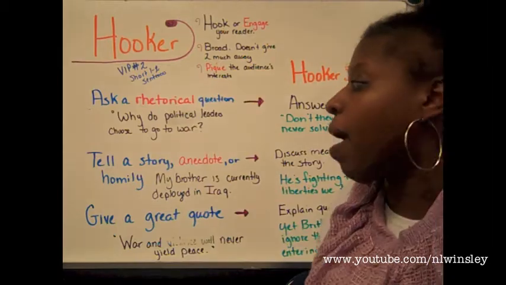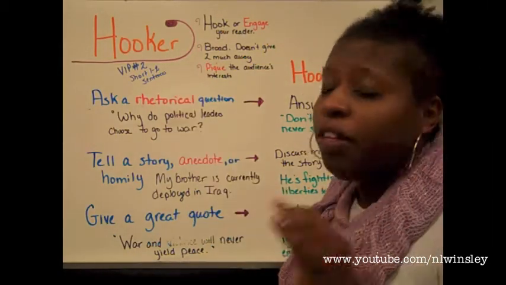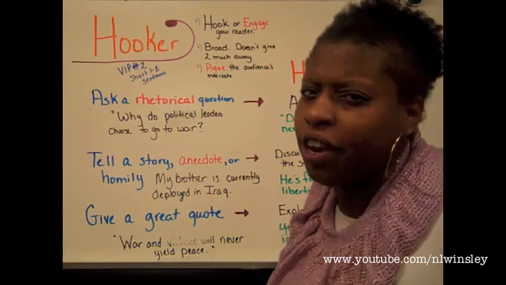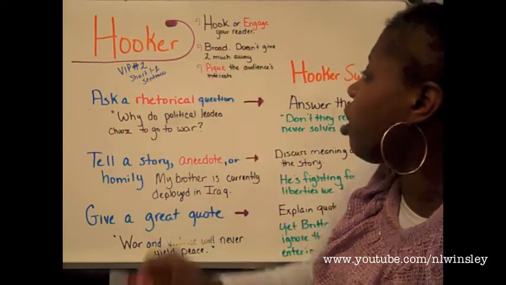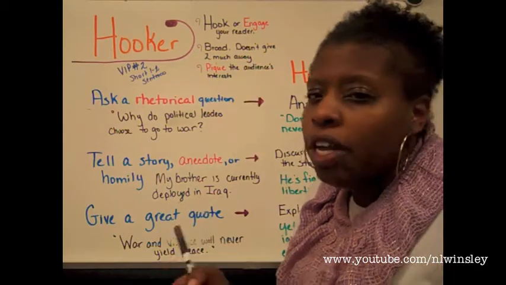So, let's talk about first the hooker. VIP number 2, the hooker is short. It's only about 1 to 2 sentences. It's not going to be very detailed. The hooker is designed to hook or engage your reader. The hooker is broad. You don't want to give too much away.